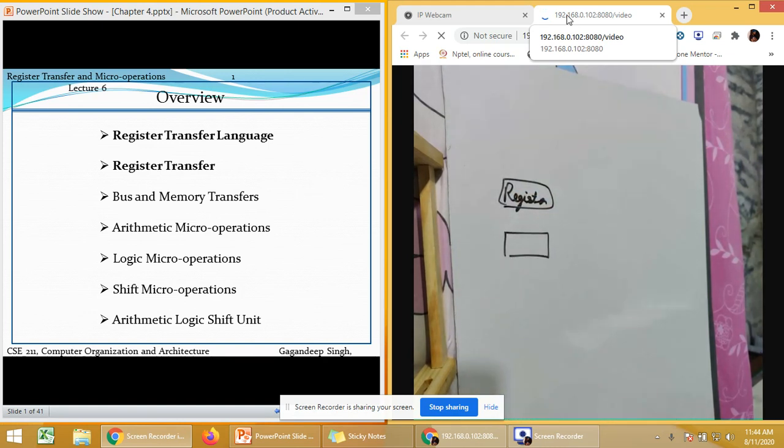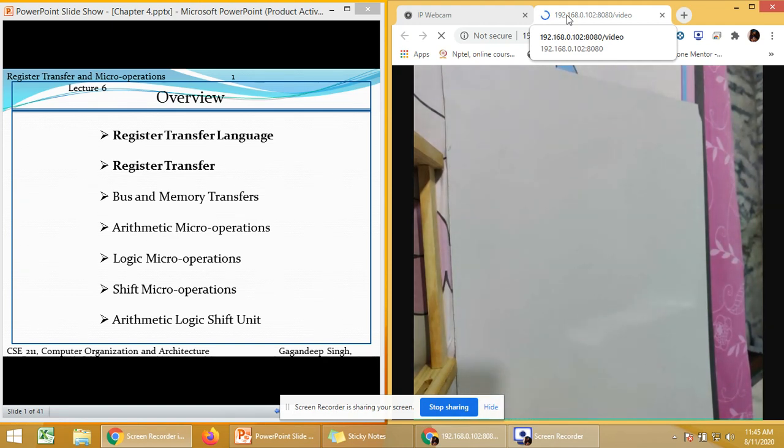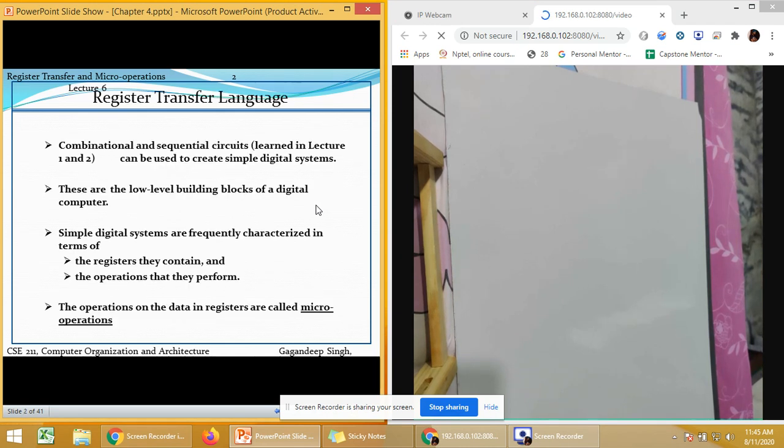So we might have more than one register in a computer. Okay, so there are different types of registers which we have in our computers. So we are going to discuss how to transfer the data from one register to another. As you know, a register is just a combination of different flip-flops. So let us move to the next.